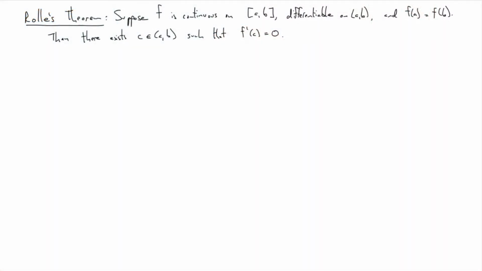Hey, today's little gem is something called Rolle's theorem. And here's what it says. Suppose that a function f is continuous on a closed interval [a, b], differentiable on the open interval from a to b, and that f of a equals f of b, meaning it has the same value at the two endpoints. Then Rolle's theorem says that there exists some point c in the interval from a to b such that the derivative at c is equal to 0.